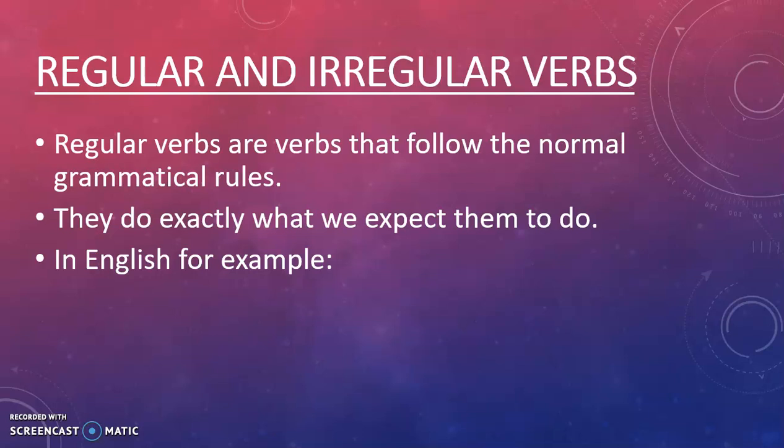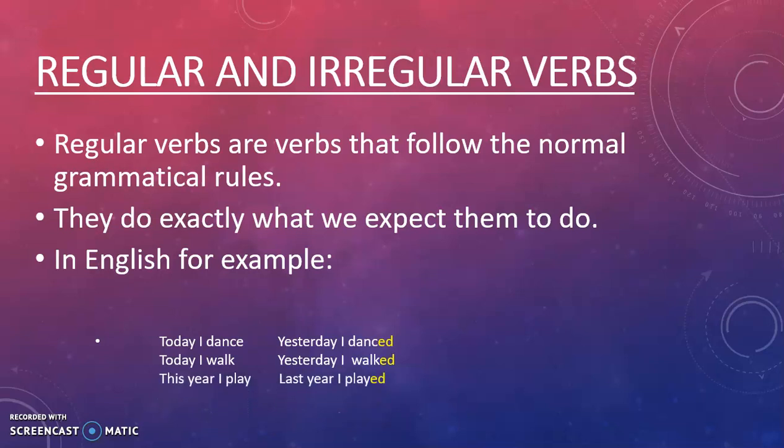Remember we spoke about the present tense and the past tense and the future tense. Let's take a look at how regular verbs behave in the present and the past tense in English. Today I dance. Yesterday I danced. Today I walk. Yesterday I walked. This year I play. Last year I played. How did the verb change from the present to the past tense in these examples? Yes, we just added ed onto the end of the root of the verb. Usually we just add ed to the root of any verb to turn it into the past tense.